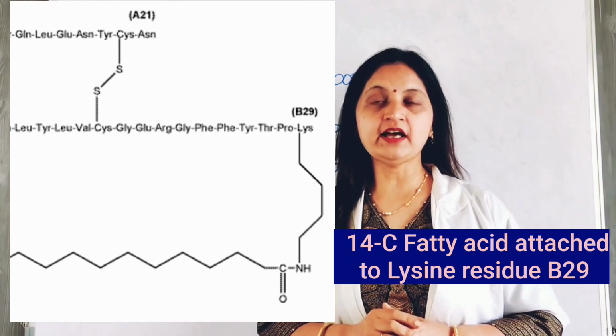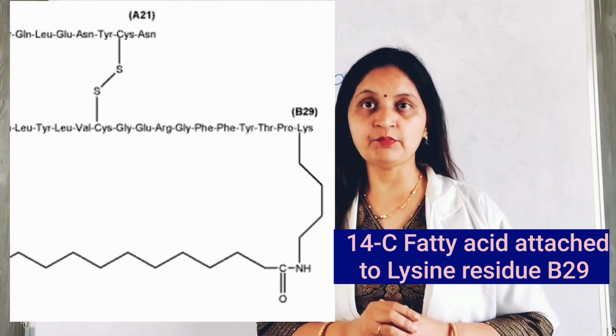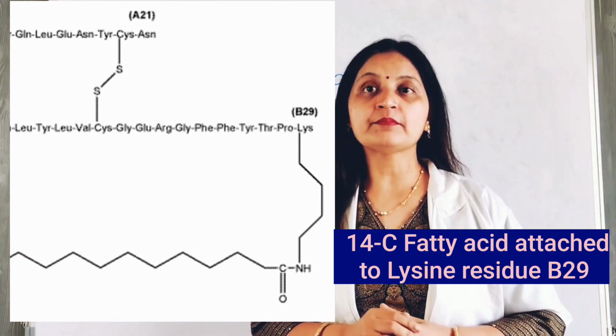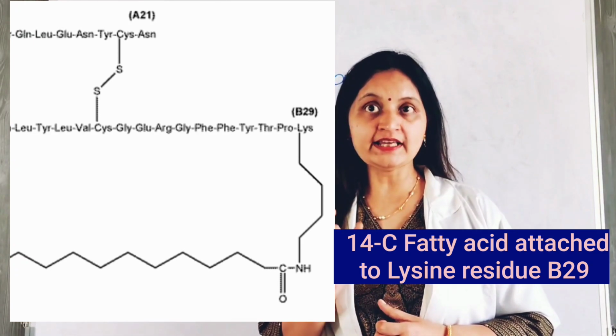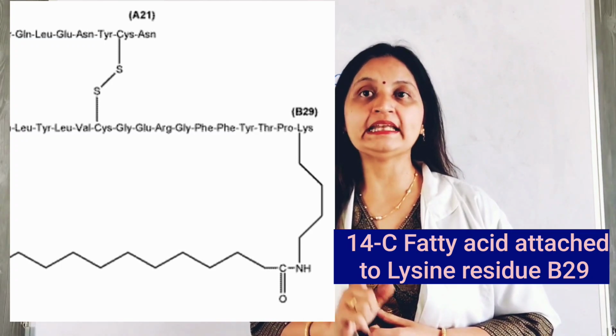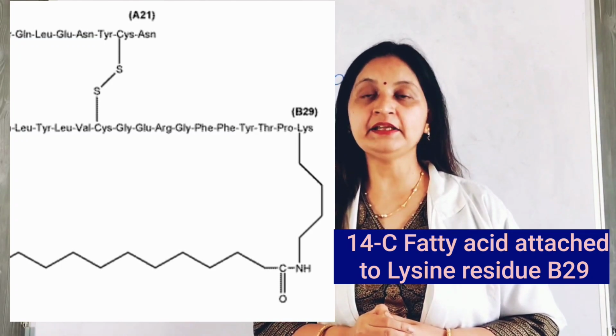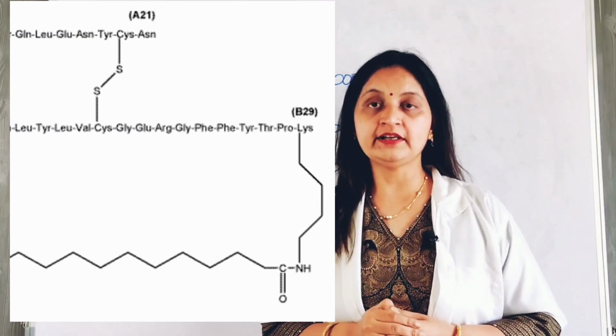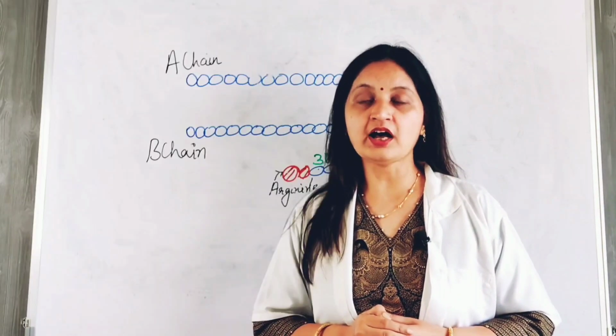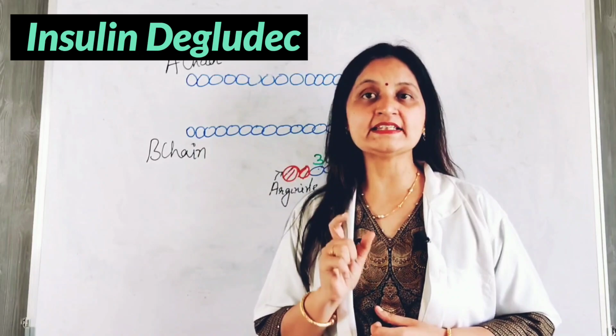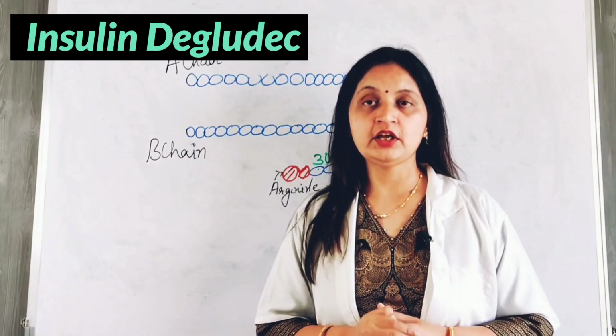As you can see in this figure, threonine at position 30 is removed and a 14-carbon fatty acid is attached to the lysine residue at position B29. So this makes detemir a long-acting insulin acting for more than 24 hours. It is approved for once daily subcutaneous administration.